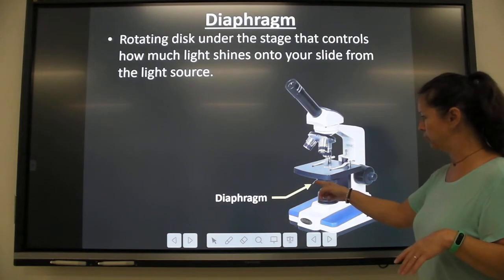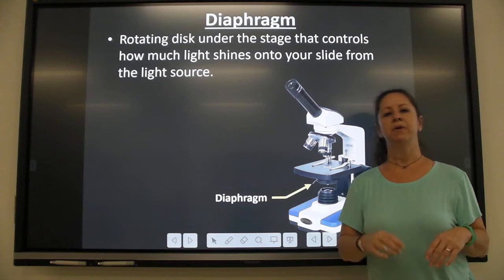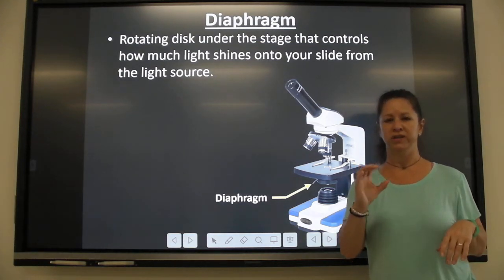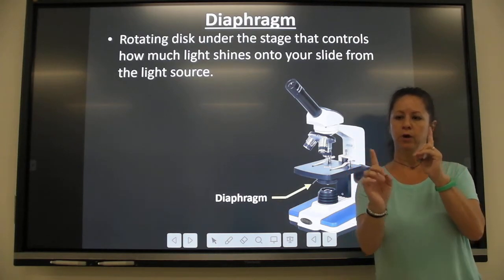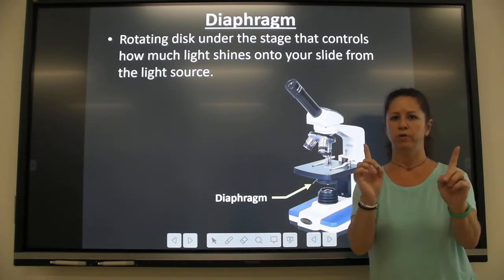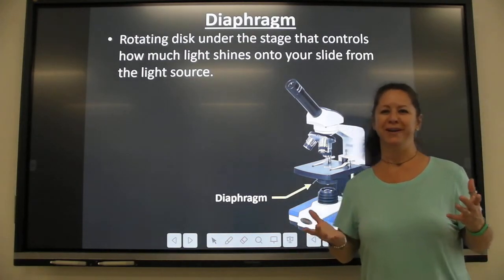Some of them have this little lever right here and it slides back and forth. And some of them have an actual disc that has holes in it. And the holes get bigger and bigger as you go around. So the bigger the hole, the more light is shining through, and you rotate the whole disc. You can kind of think of the diaphragm like a dimmer switch.